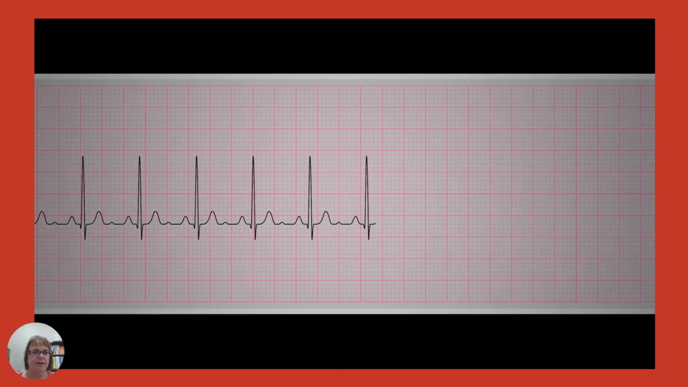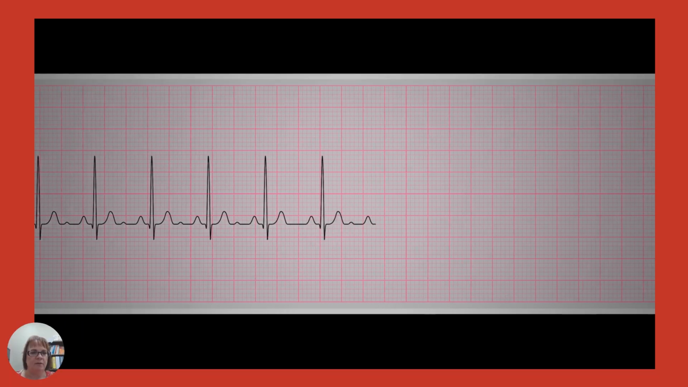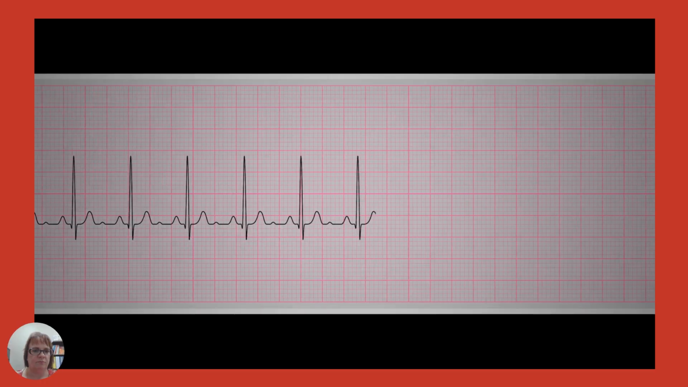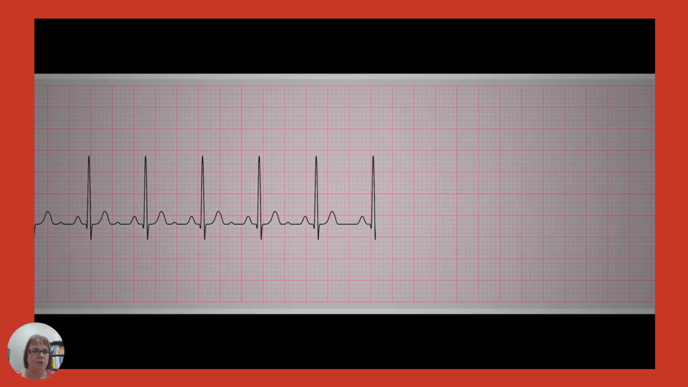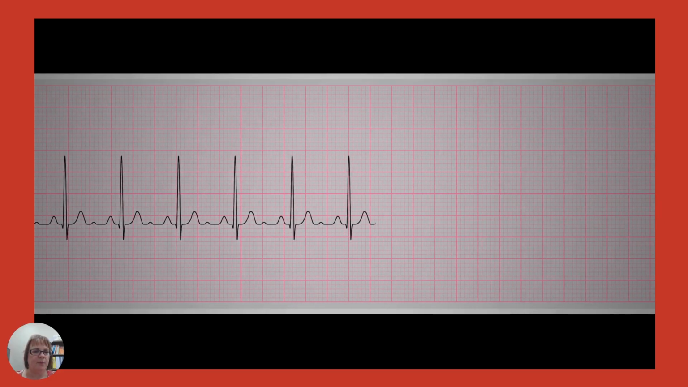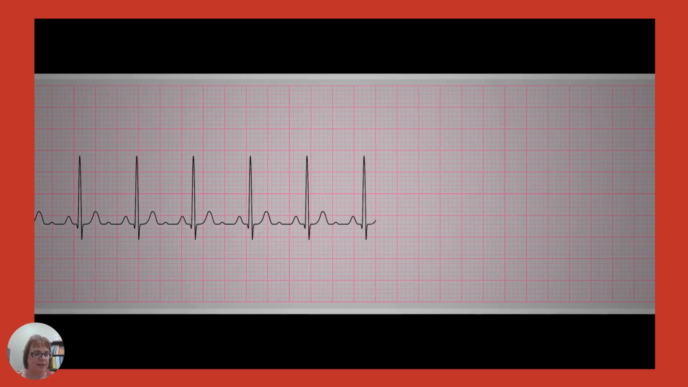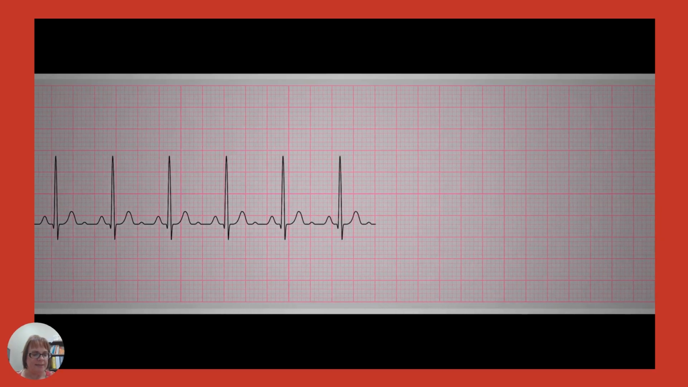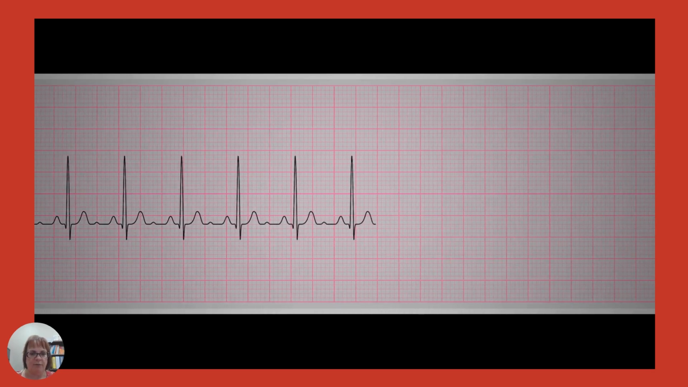So let's look at the next one. This would be an EKG recording of normal sinus rhythm. Every QRS has a P wave right before it, QRS and T wave. So that's normal sinus rhythm. Any heart rate between 60 to 100 is normal sinus rhythm. That's your normal levels.